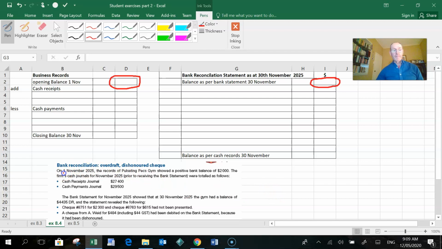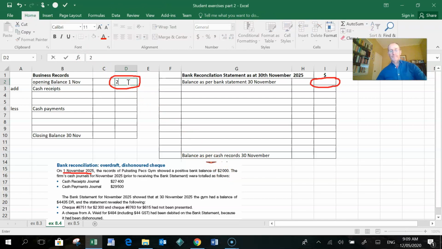On the 1st of November, so that's the start of the month, that's probably hinting at this one here. The record showed a positive bank balance of $2,000. So there we go, that's the one that's going to go in there. Right, the balance at the 1st of November. Done.